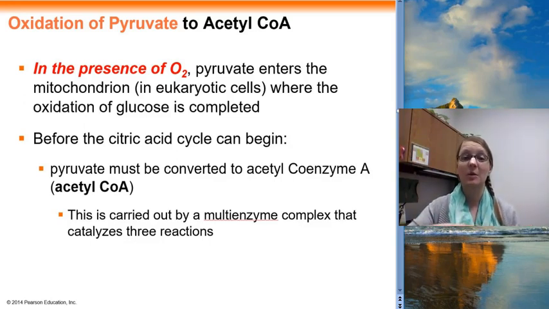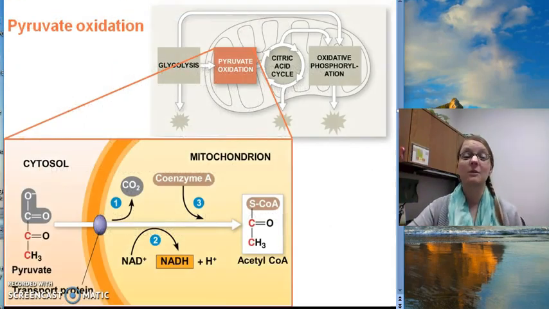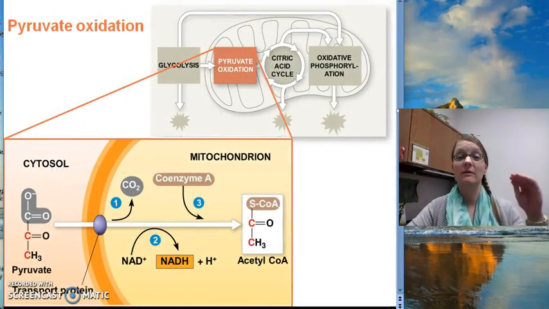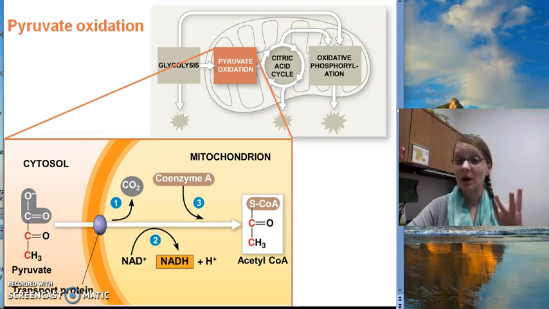This entry step, remember, is called pyruvate oxidation. Alright? So when the pyruvate moves into the mitochondria, it goes through a three-step process that is catalyzed by a large multi-enzyme complex that will take it through the loss of one of its carbons. So the pyruvate, we started out with 3 carbons. After the loss of one of those carbons as carbon dioxide, we're left with just 2 carbons.